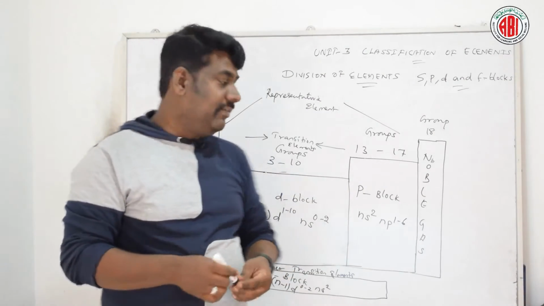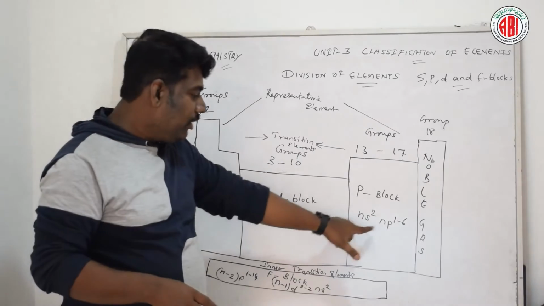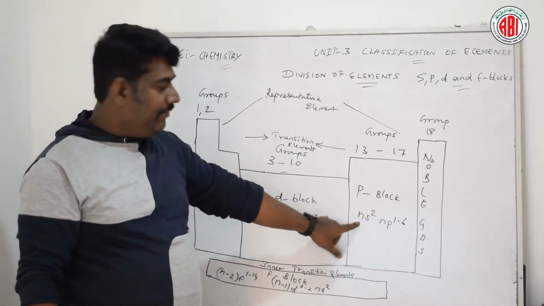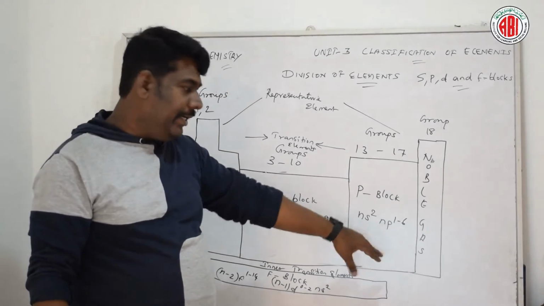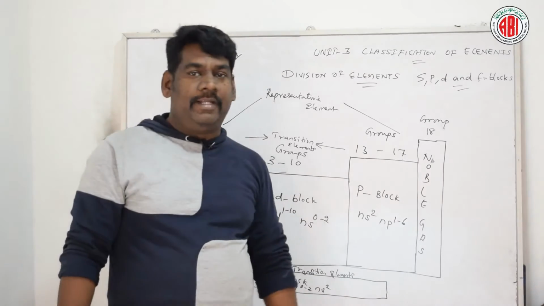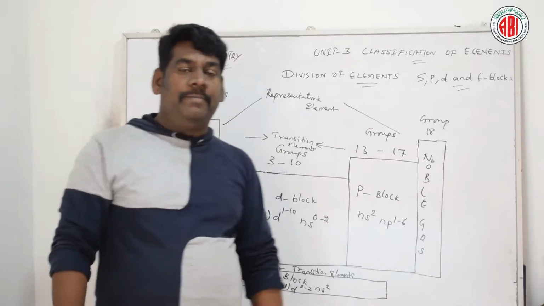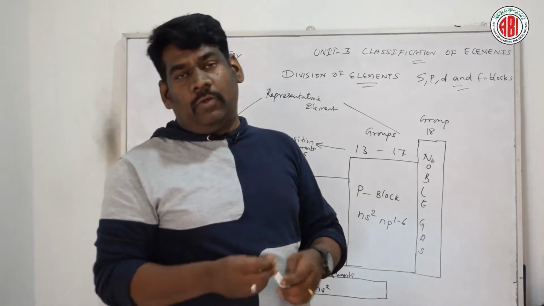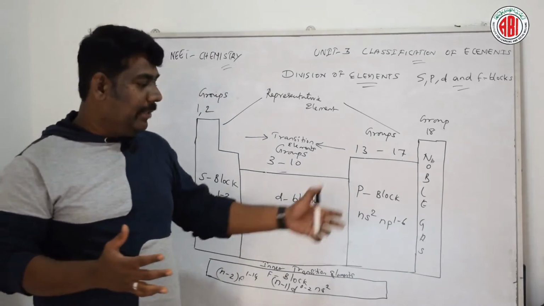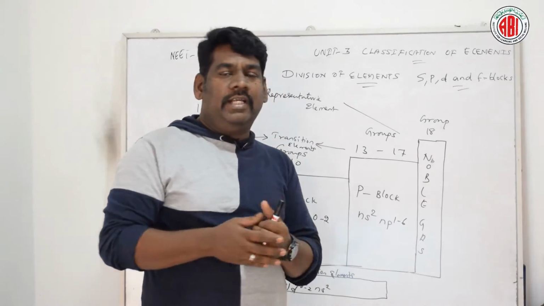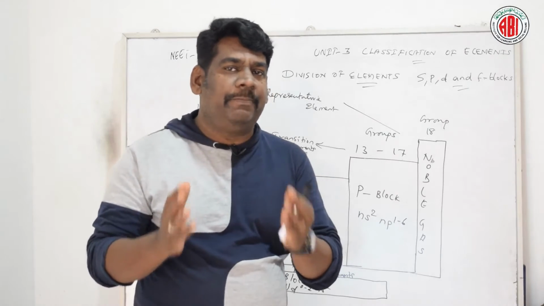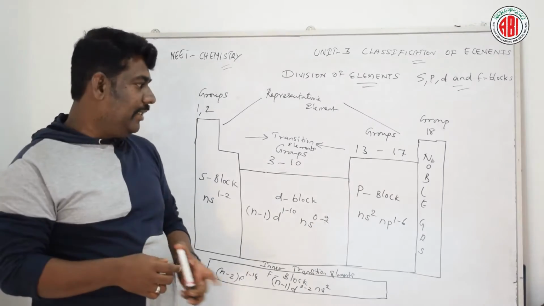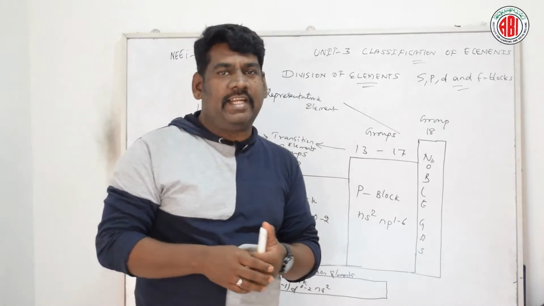The general electronic configuration of these P block elements is ns2 np1 to 6, because the ns2 s orbital is totally filled and the rest of the electrons fill the p orbital, which can accommodate a maximum of 1 to 6 electrons. Based on that, the elements are placed in the P block. Now let us talk about the general characteristic features of the P block elements. Earlier we discussed the S block elements; now let us talk about the P block.